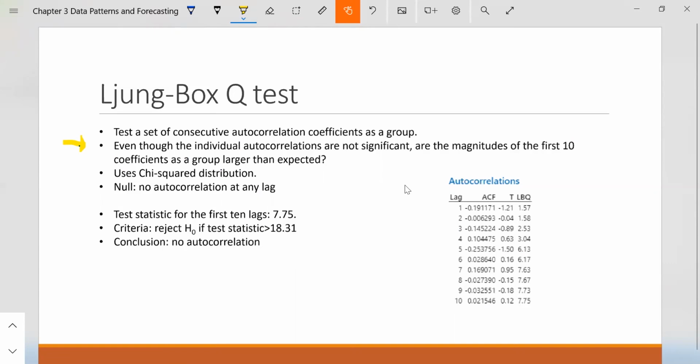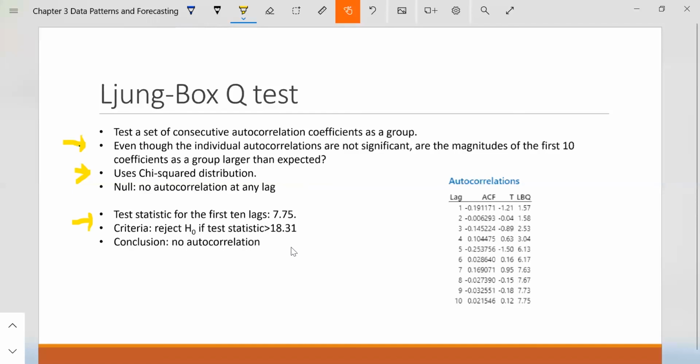We don't use T or Z distributions. We actually use a new distribution called the chi-square distribution. I do not intend to spend more time talking about this new distribution. Just know that it is not bell-shaped, it's not symmetric, and it's not similar to the T or Z that we reviewed in chapter 2. And for the Ljung-Box Q-test, we don't have a p-value either. We will have to rely on the reject region.